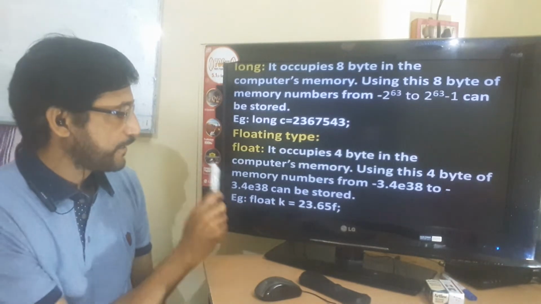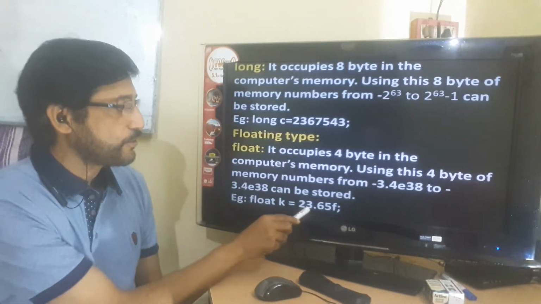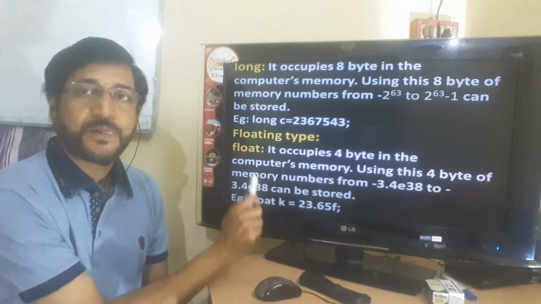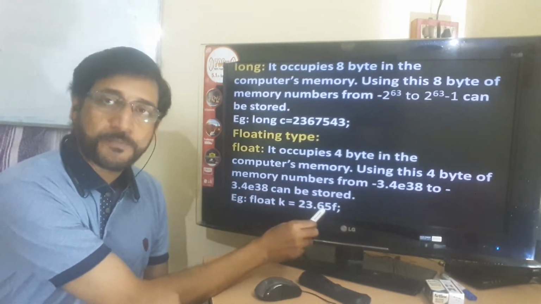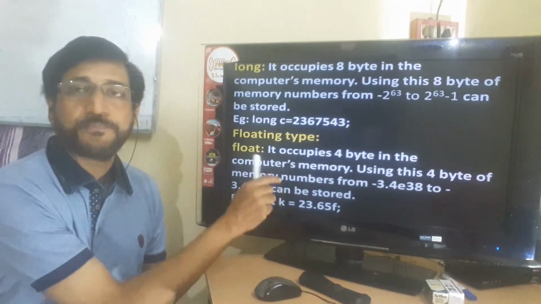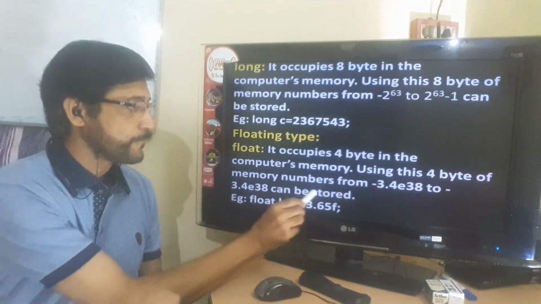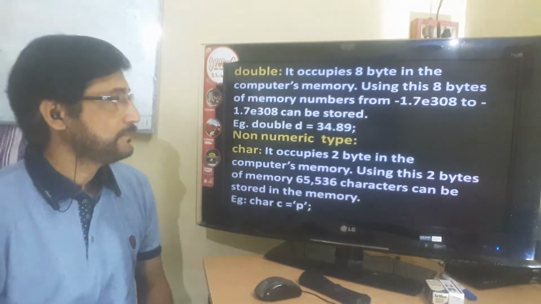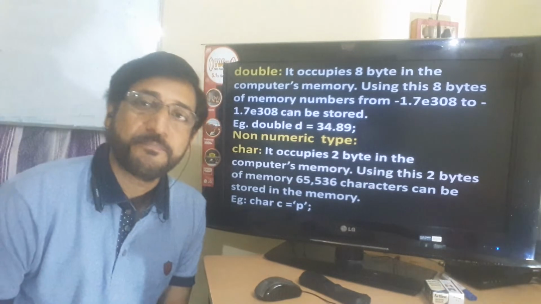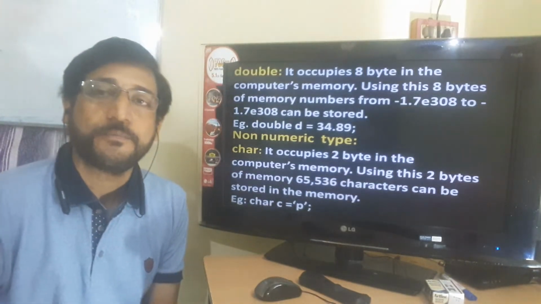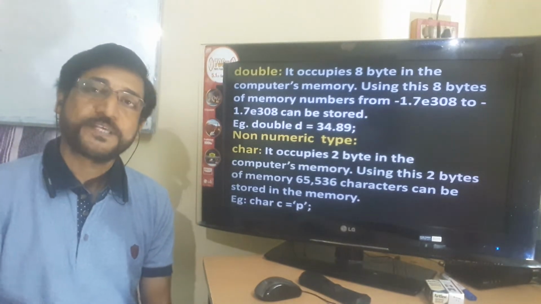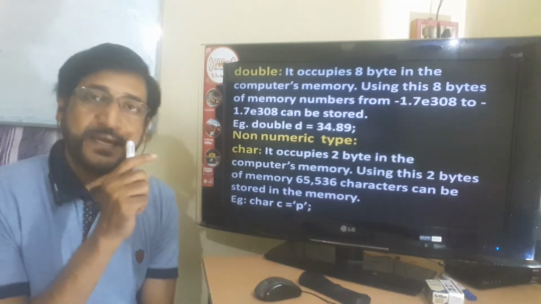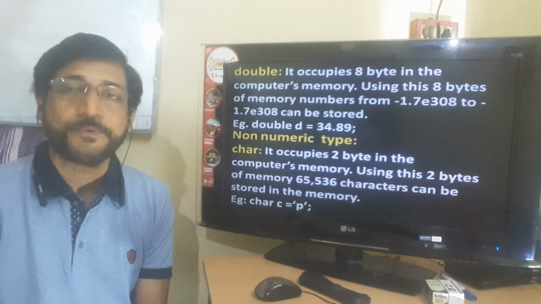Okay, so to declare a variable you can take float k is equal to 23.65f. The f is used because it is a floating point literal. If you do not take f, then that will be considered double. So f should be written for the single precision real number. So this is a single precision real number. Okay, float. Then double occupies 8 bytes or 64 bits in the computer's memory. Float occupies 4 bytes or 32 bits, and double occupies 8 bytes or 64 bits in the computer's memory.